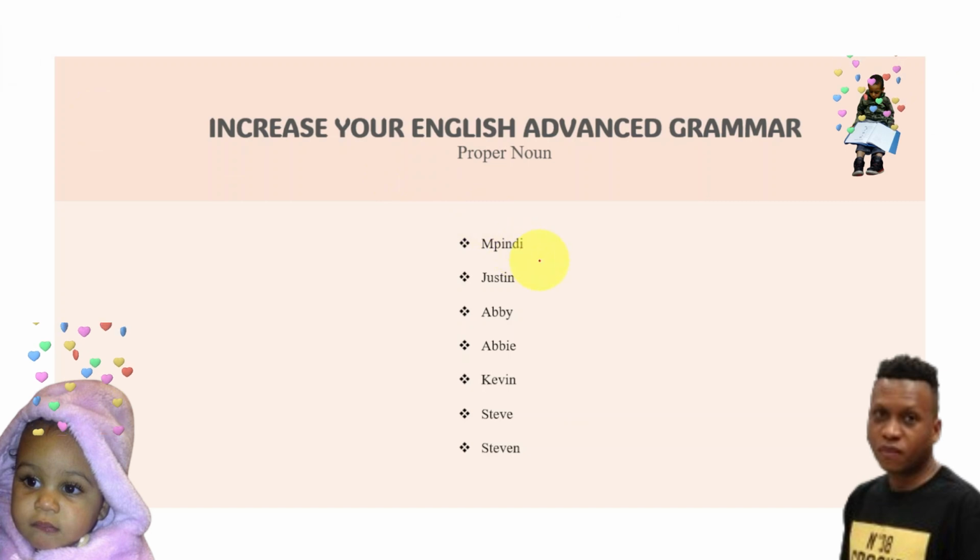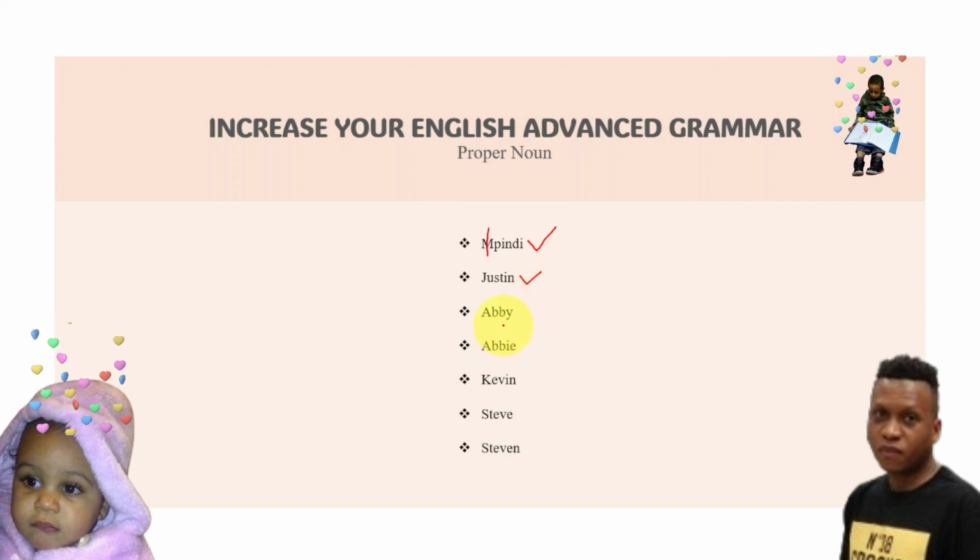Pindi is a proper noun. Okay, this one is an African name. We don't say this M. This M is silent. You don't pronounce it. Okay, and Justin, in case you speak French, in French we say Justin. Okay, the female we say Justine. This one is an English name. Okay, in French we say Justin for male. For female we say Justine.